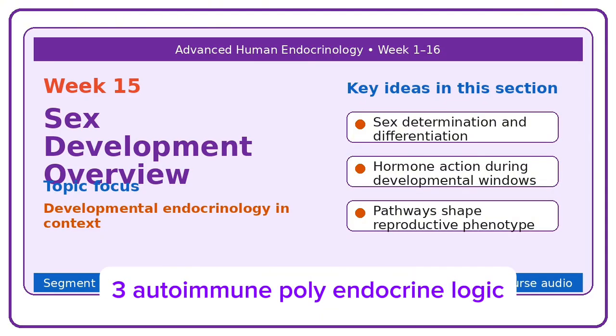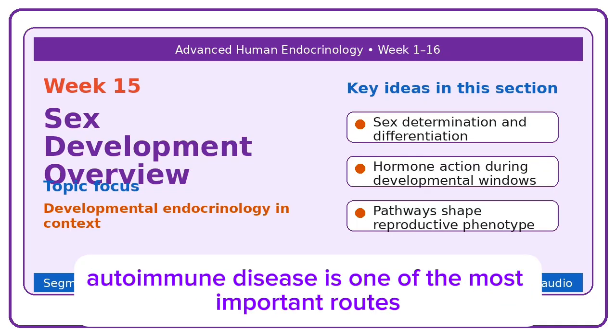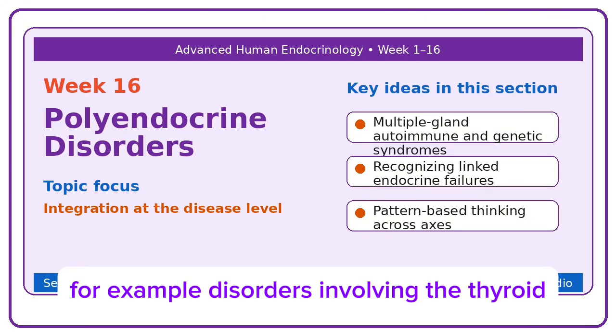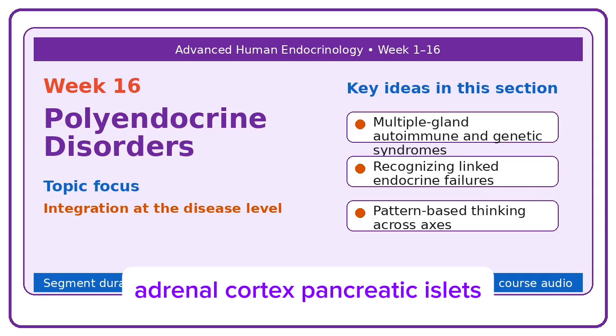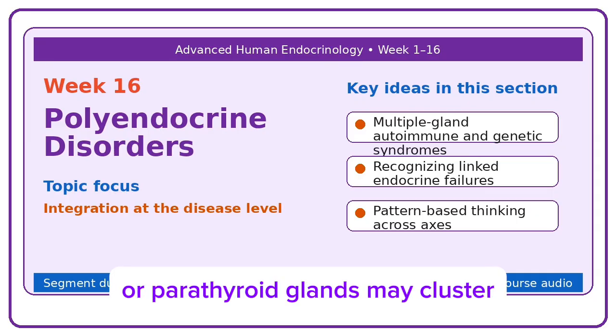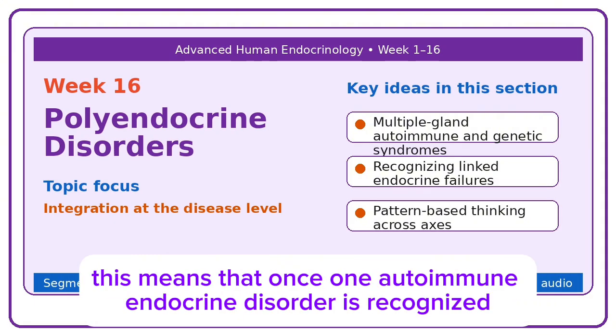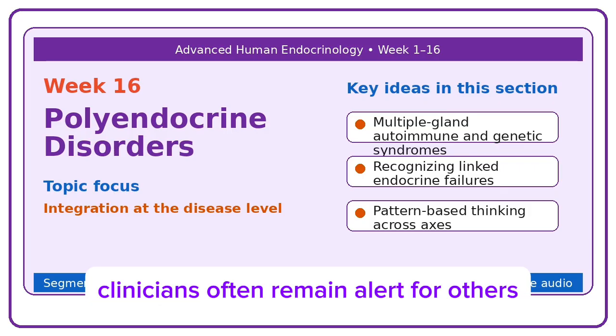3. Autoimmune polyendocrine logic. Autoimmune disease is one of the most important routes by which multiple endocrine glands can become abnormal together. For example, disorders involving the thyroid, adrenal cortex, pancreatic islets, or parathyroid glands may cluster because immune dysregulation is not limited to one target tissue. This means that once one autoimmune endocrine disorder is recognized, clinicians often remain alert for others.